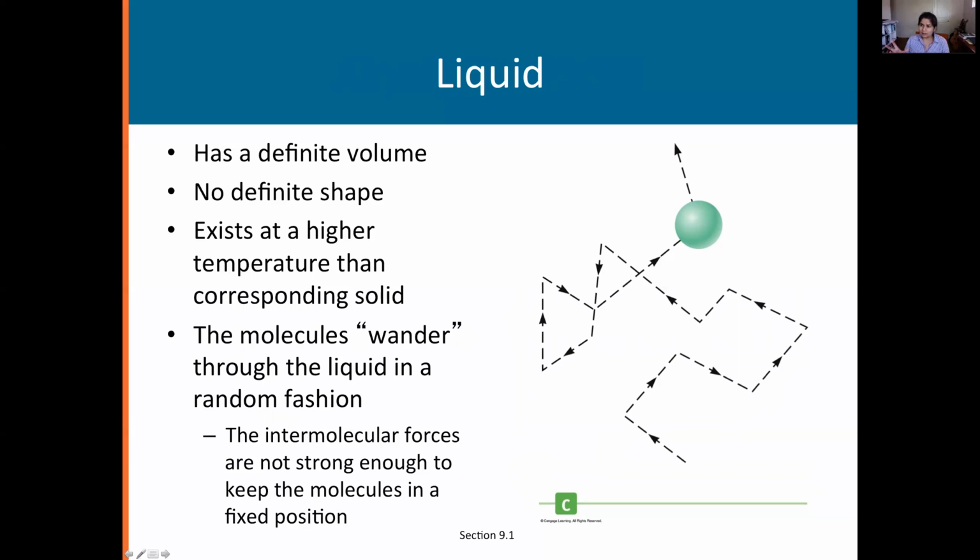So a liquid has no definite shape, but it does have a definite volume. If I take a certain amount of liquid, if I pour it into a different shaped container, its shape will change, but its volume will remain the same.